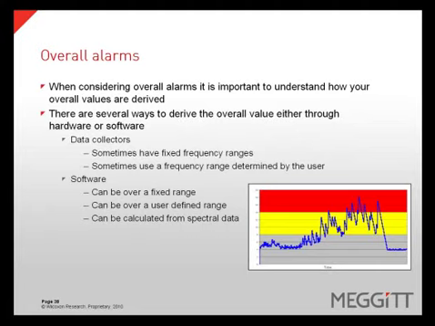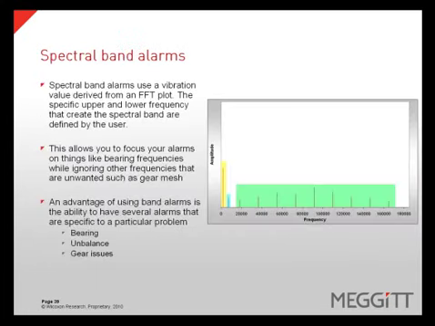When the software is used, the range is typically a bit more flexible. It can be set to the full range of the measurement or a specific range defined by the user. Often the software overalls are calculated from the spectral data. Each method of collecting the overall vibration value has its advantages and disadvantages. Spectral band alarms use a vibration value derived from a spectrum. The user typically sets the lower frequency cutoff and the upper frequency cutoff, and only the energy within the defined range is used for the alarm.